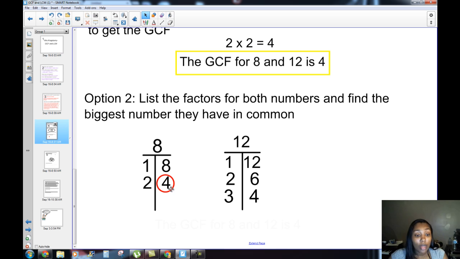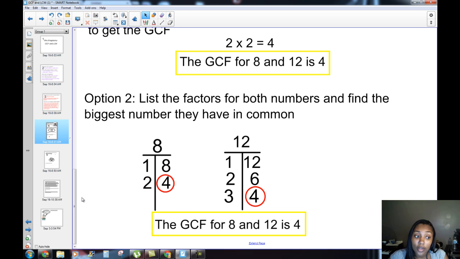which again lets me know that I'm done. And again, I'm looking for what do they have in common, and I see again they have the 4, and that's the biggest number they have in common, because they also have the 2 in common, but remember we're looking for the greatest common factor. So they have the 4 in common, so that again means that the greatest common factor for 8 and 12 is 4.